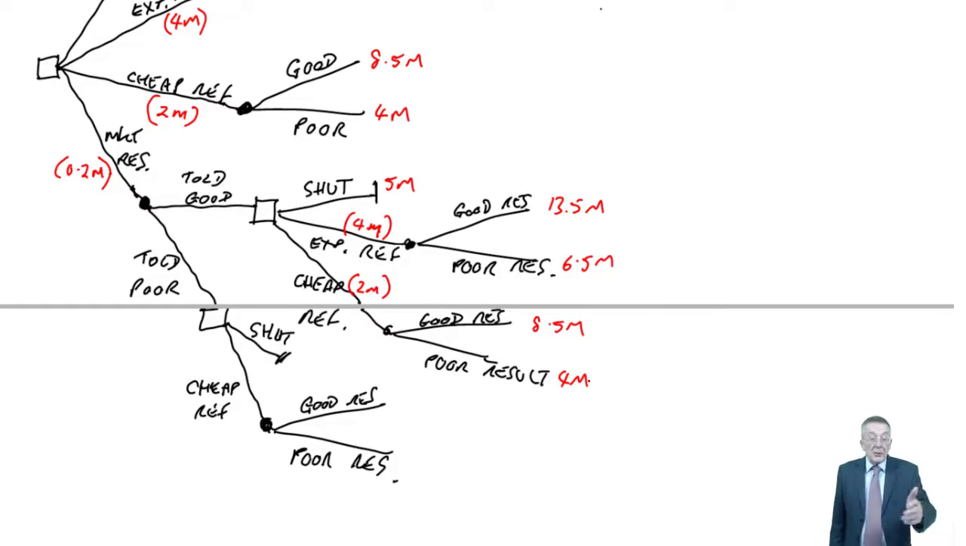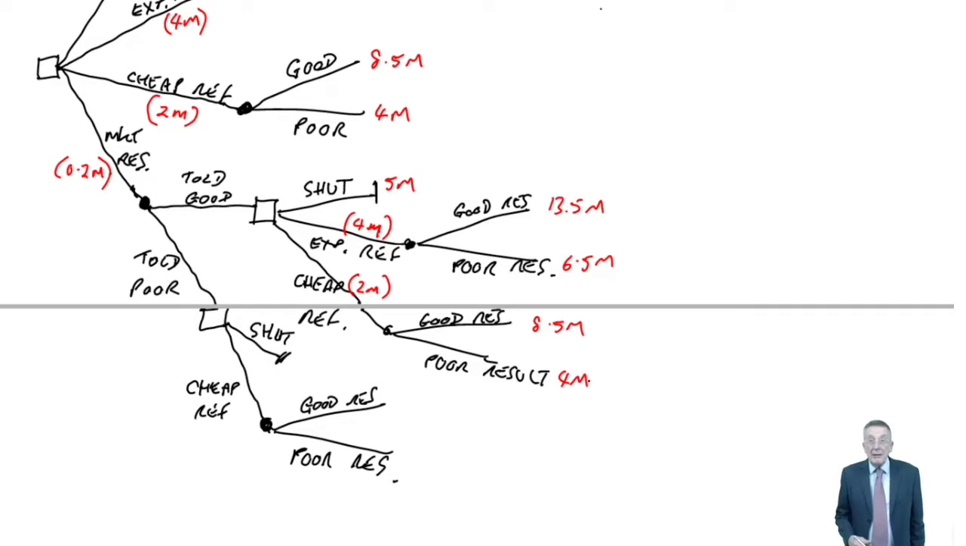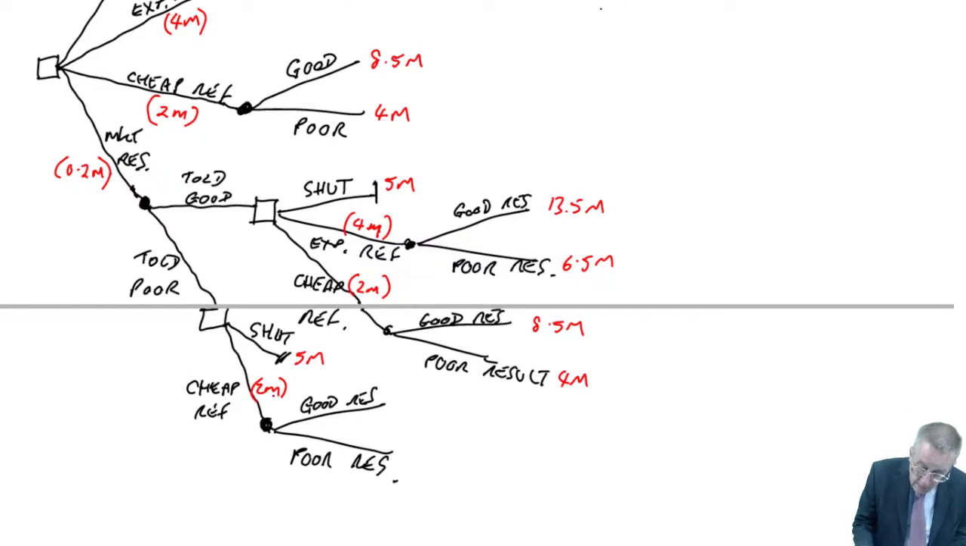Finally, though, suppose we do market research. Again, we've paid out 0.2 million. Suppose they tell us it's a poor result. Then again, we either shut and get back 5 million, or, as we said we're not going to consider the expensive refurbishment, we'll do the cheap one and pay out another 2 million. A good result gives us 8.5 million. A poor result, 4 million.